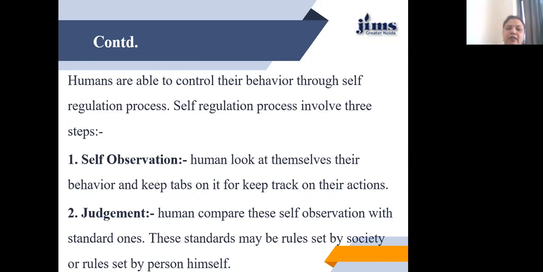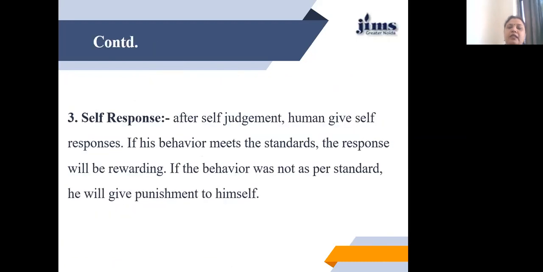The next step involved in the self-regulation process is judgment. Humans compare these self-observations with standards. These standards may be rules set by society or rules set by the person himself. Third is self-response. After self-judgment, humans give self-responses. If his behavior meets the standards, the response will be rewarding. But if the behavior was not as per the standards, he will give punishment to himself.